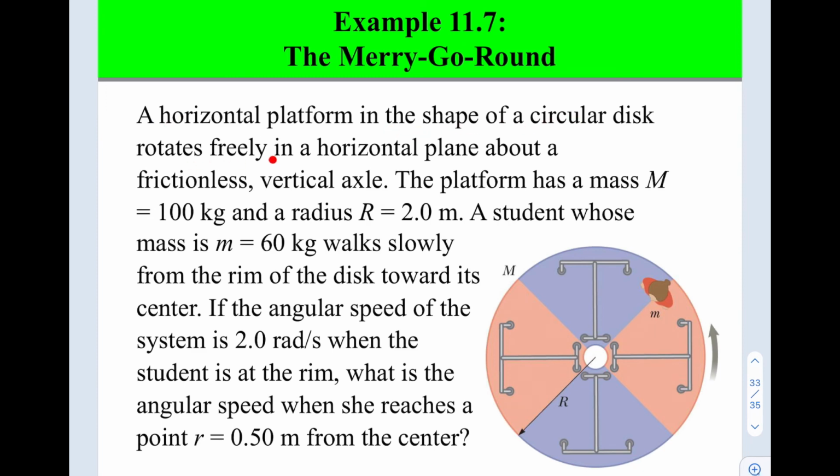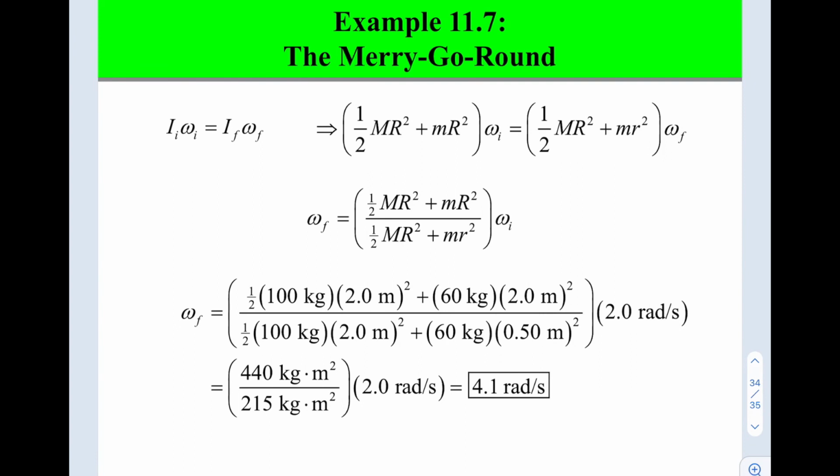Example 11.7, the merry-go-round. A horizontal platform in the shape of a circular disc rotates freely in a horizontal plane about a frictionless vertical axle. The platform has a mass of 100 kg and a radius of 2 meters. A student whose mass is 60 kg walks slowly from the rim of the disc towards its center. If the angular speed of the system is 2 radians per second when the student is at the rim, what is the angular speed when she reaches a point r, 0.5 meter from the center?